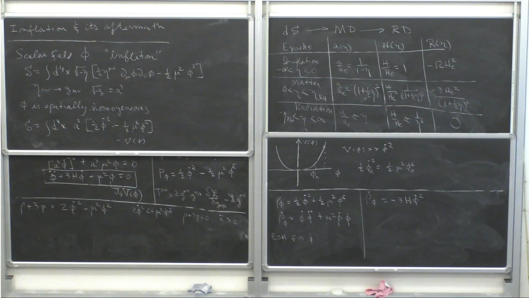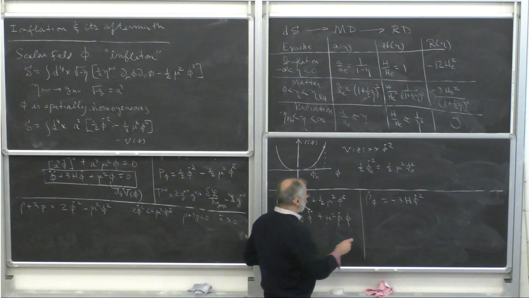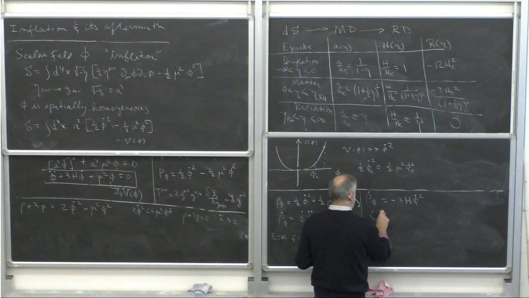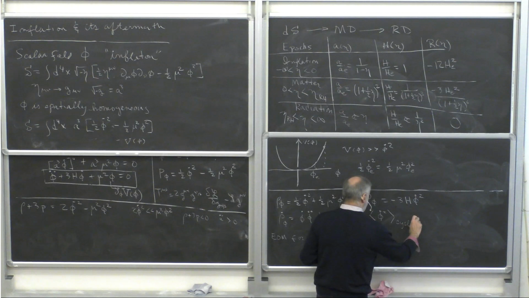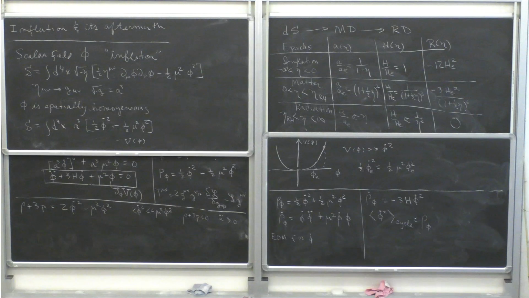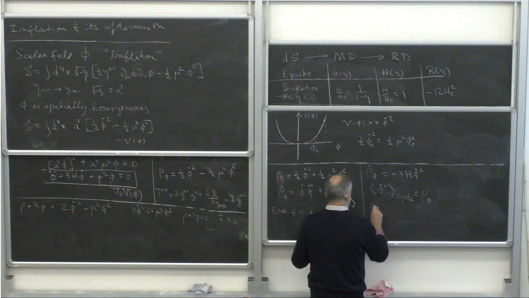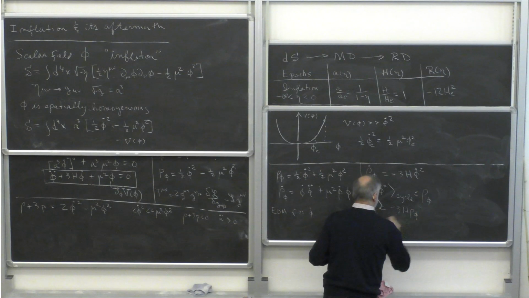Now, phi is oscillating around the bottom of the potential, and actually it's a damped oscillation about the bottom of the potential. But if we look over one cycle as phi oscillates, this is the energy density in phi. So phi is trading potential energy for kinetic energy. It's a damped simple harmonic oscillator, but this is simple enough. So rho phi dot is minus 3H rho phi, if you average over a cycle.